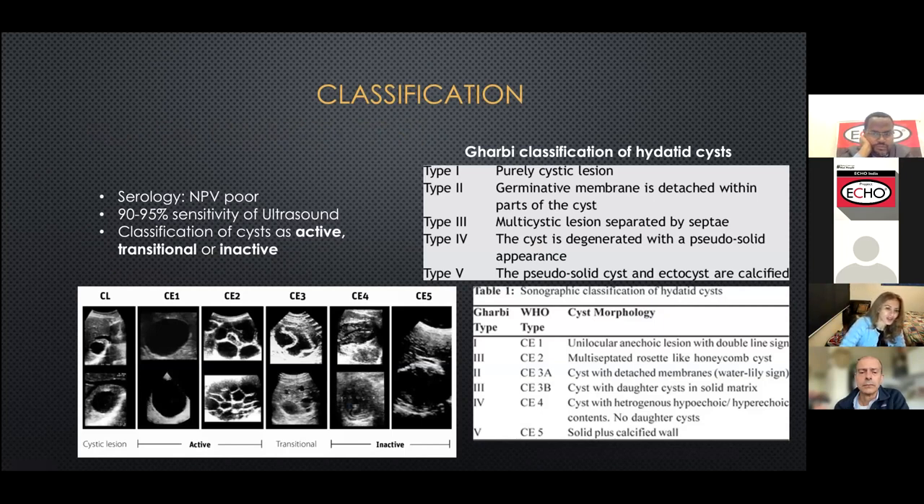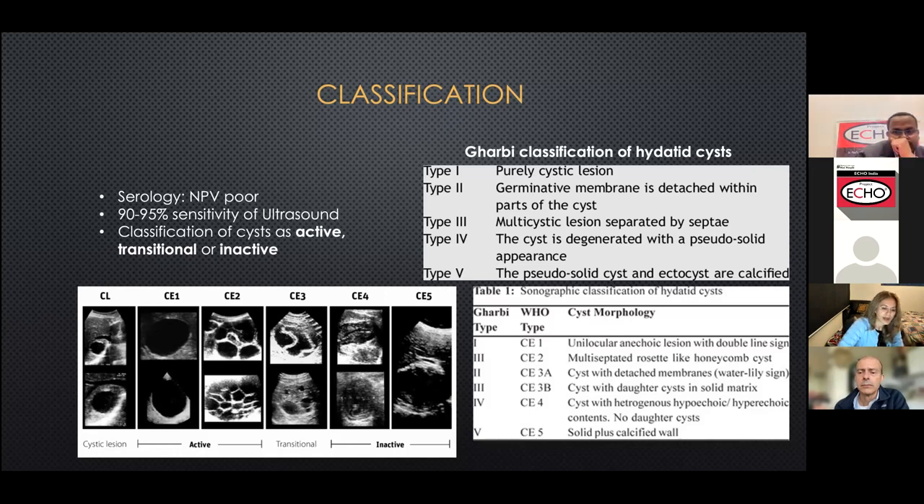The serology for Echinococcus, its negative predictive value is very poor. So if it's negative, it does not mean you don't have the disease. But ultrasound scan has a very high degree of sensitivity. And the formation of the classification system was to try to develop a way of being able to predict how we should treat them. So it has evolved to try to say whether the cyst is active reproductively, whether it's transitional on its way to being walled off and ignored and died and dead, or it's inactive and therefore the organism has no reproductive capability. And this will influence how you're going to treat the hydatid cysts.